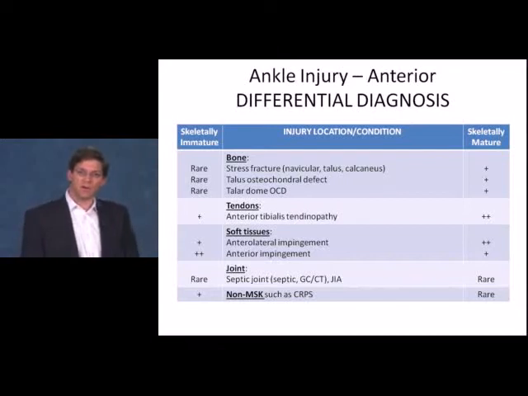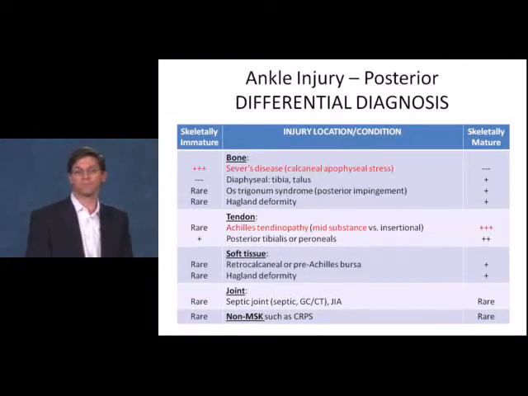In the anterior ankle, the actual incidence of these injuries is less, but there are pathologies that apply to both the skeletally immature and skeletally mature athletes, most often anterior impingement or consideration of the anterior tibialis tendon.